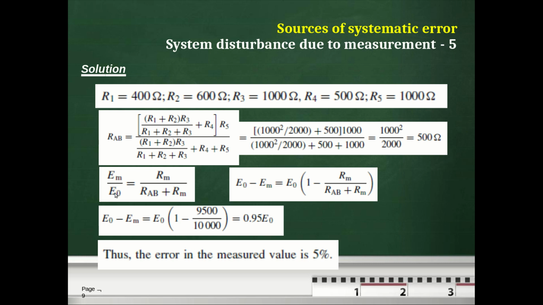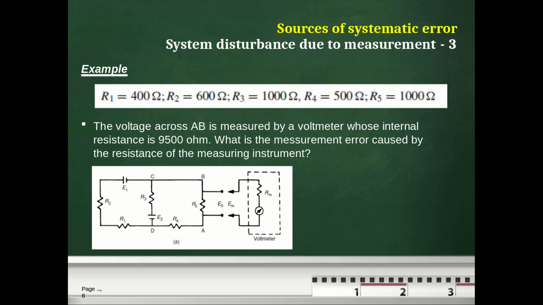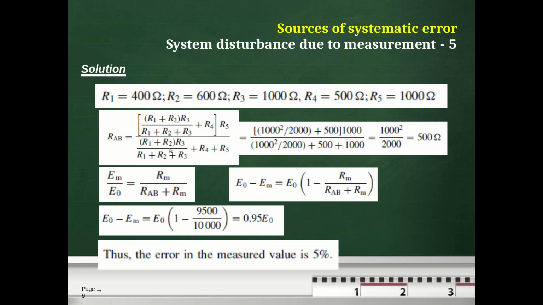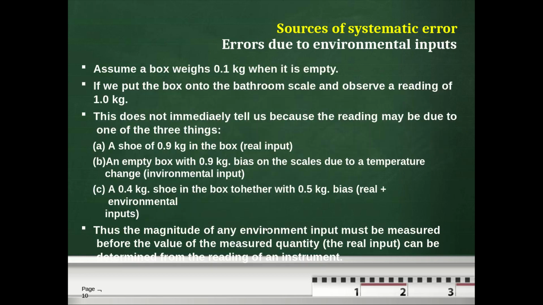If I want to get the error here for this electrical circuit, E0 minus EM, so it is 1 minus this value. And if he gives us the RM, this one, the internal resistance, okay? So here we have 0.95 E0, it's equal to this value. So there is some error, a small error, 5% of the value.